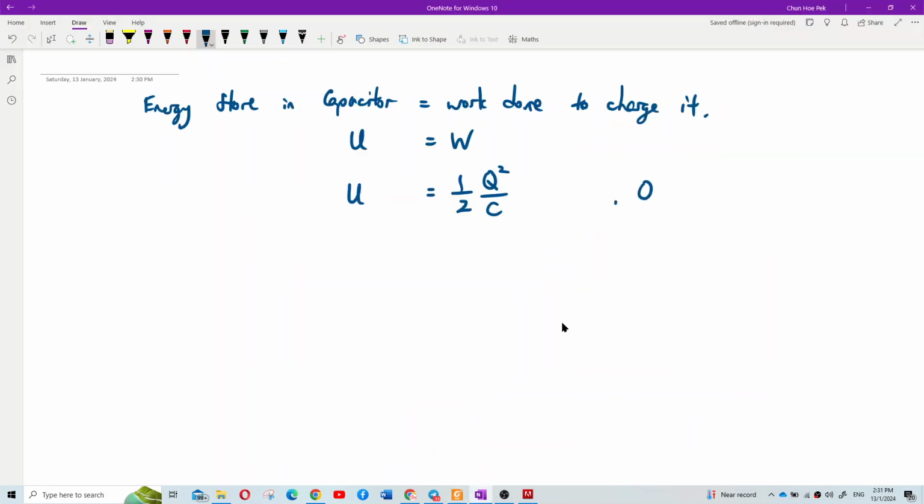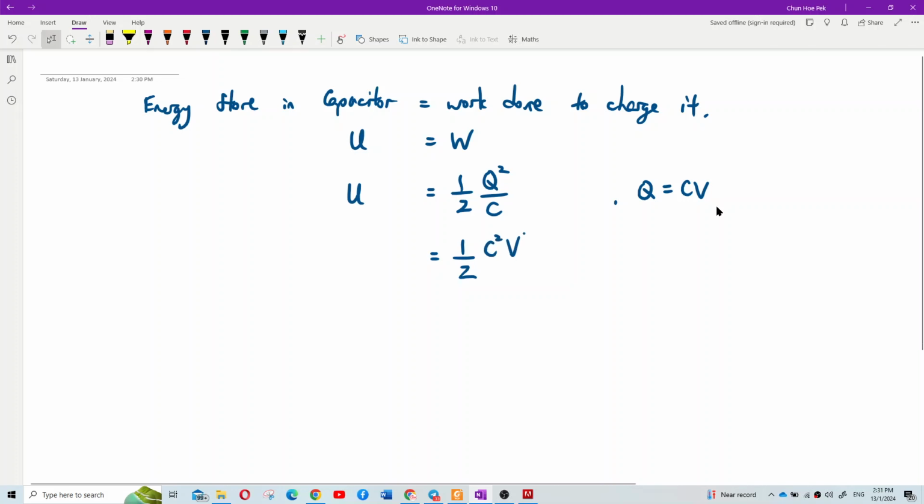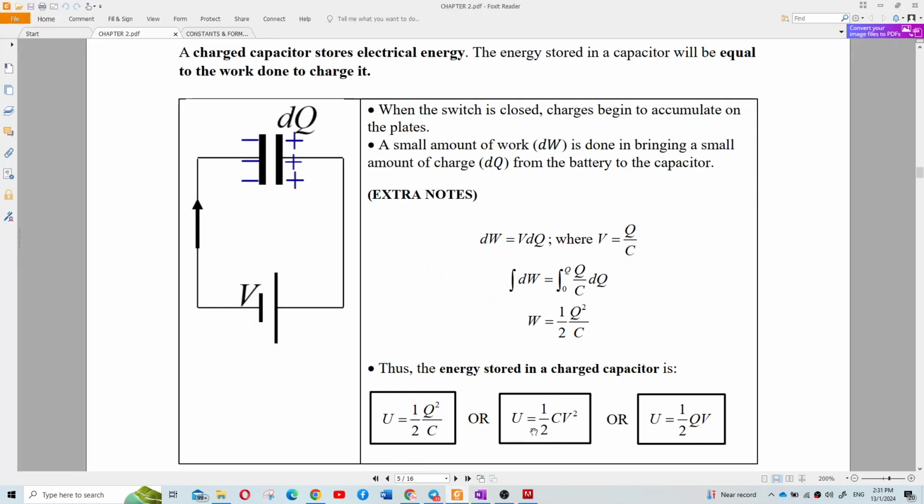And we know Q equal to CV, correct or not? So we can substitute Q with CV. So we get C squared V squared over C. So we can cancel the C, and we get half CV squared. So that's the second formula, half CV squared.